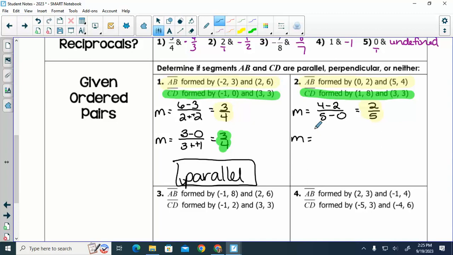Second one, y2 minus y1 over x2 minus x1. So 3 minus 8 is negative 5. 3 minus 1 is 2. So compare. Are they the same slope? No. Are they opposite reciprocals? One's positive, one's negative. Flip one, you get the other. So these are perpendicular.